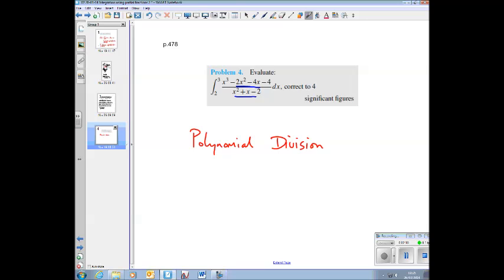So before we do that, what I want to do is to remind ourselves of the technique of long division using numbers for top-heavy fractions. So let's have a look at an example.